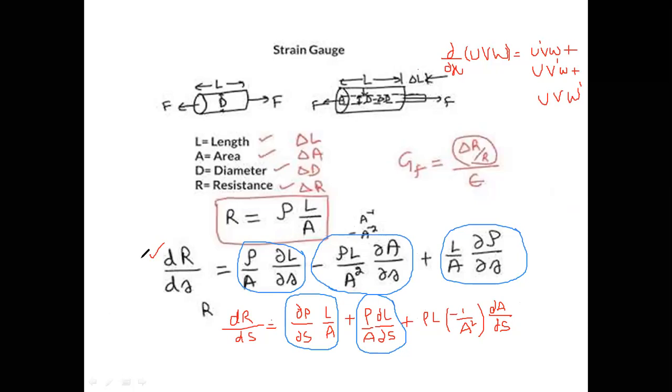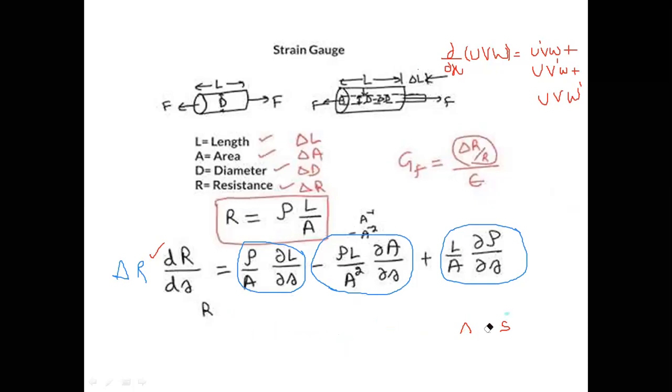What is this? dr by ds means delta R. This is delta R. Dou R by dou S means change in resistance with respect to stress, it means change in resistance, delta R. Okay, I am clearing this now. See now.